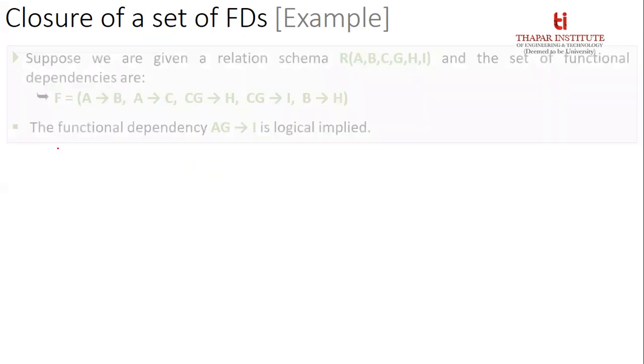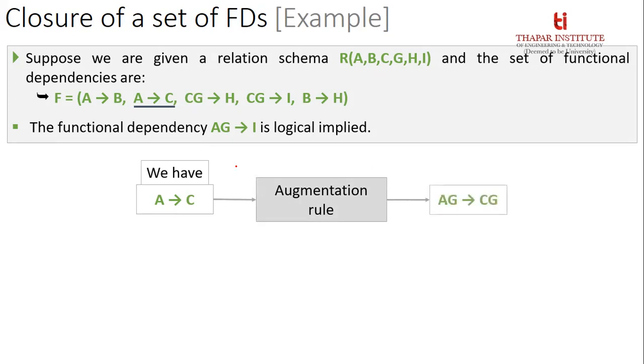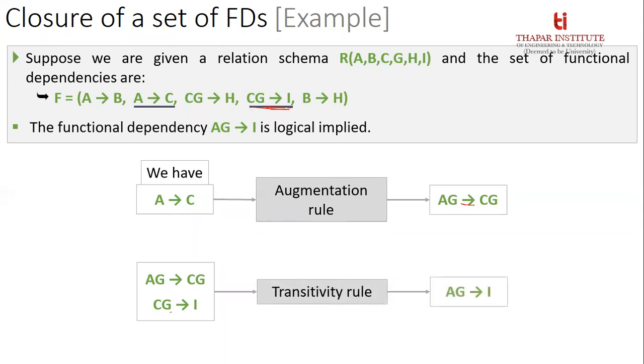So you can see the explanation here. यही था ना. So you can see A tends to C, augmentation लगाओ तो अपन को क्या मिल जाएगा? AG tends to CG. ओके, अब CG2 हमारे पास क्या है? I है, तो ट्रांजिटिविटी लगा दो. Then you can see AG tends to CG, और CG tends to I ऑलरेडी था हमारे पास. ओके, then you can apply transitivity. तो ट्रांजिटिविटी रूल से हमारे पास क्या आ जाएगा? AG tends to I. ओके.